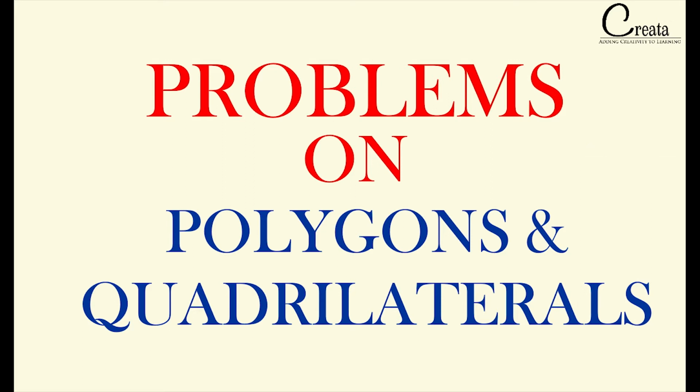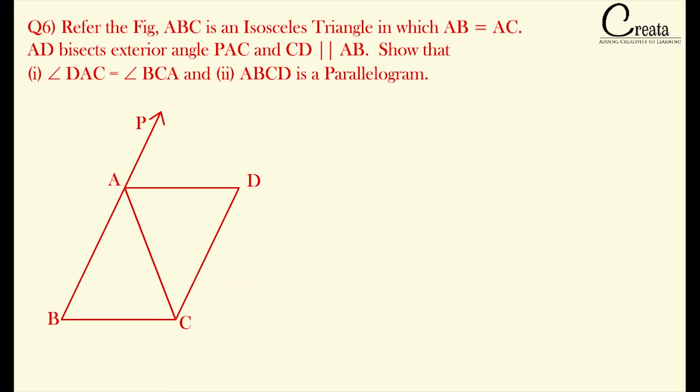Our 6th question. The question is, refer the figure. ABC is an isosceles triangle in which AB is equal to AC. AD bisects exterior angle PAC and CD is parallel to AB. Show that first angle DAC is equal to angle BCA and second ABCD is a parallelogram.